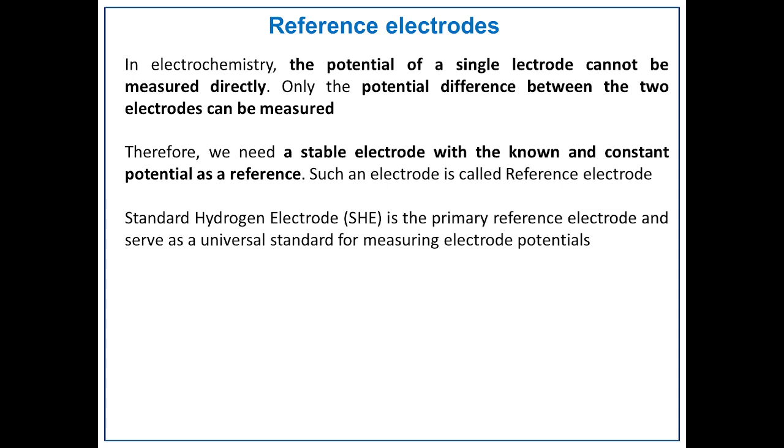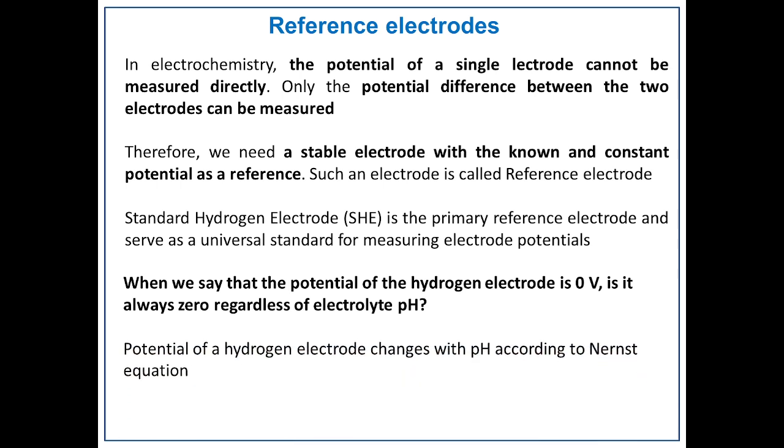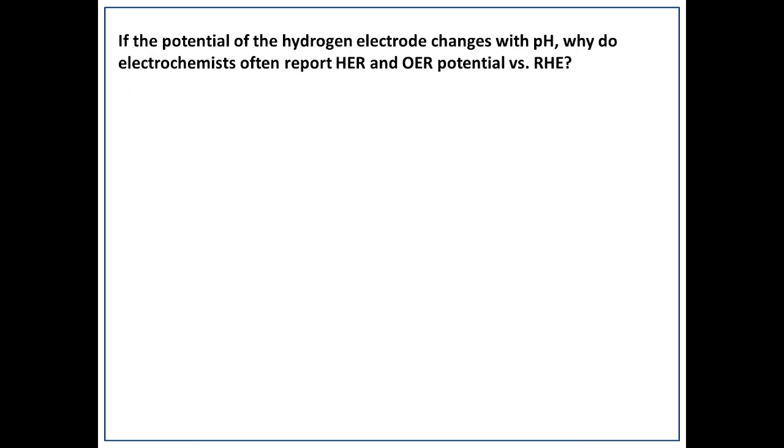Before we begin, let me ask you a simple question. When we say that the potential of the hydrogen electrode is 0 volt, is it always 0 regardless of electrolyte pH? Many students think the answer is yes. However, the actual answer is no. The potential of the hydrogen electrode changes with pH according to the Nernst equation. This leads to an important question. If the hydrogen electrode potential changes with pH, why do electrochemists often report HER and OER potentials versus RHE?